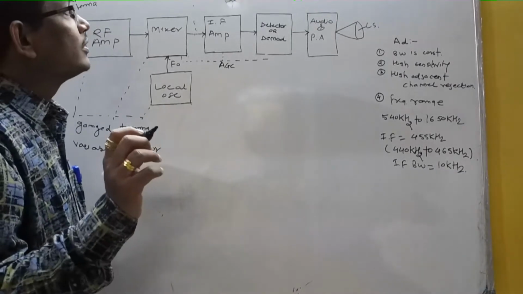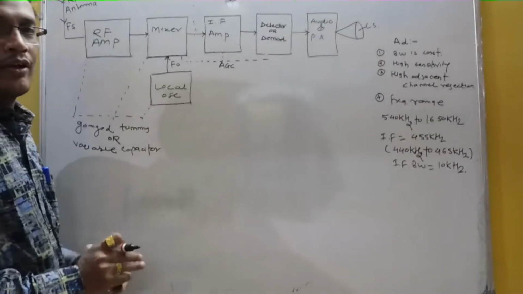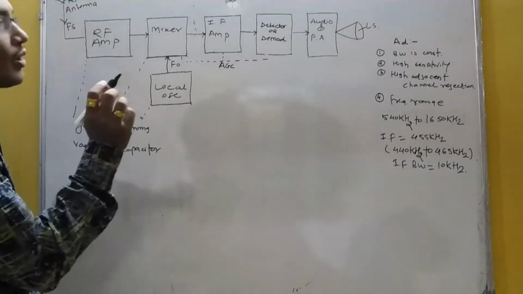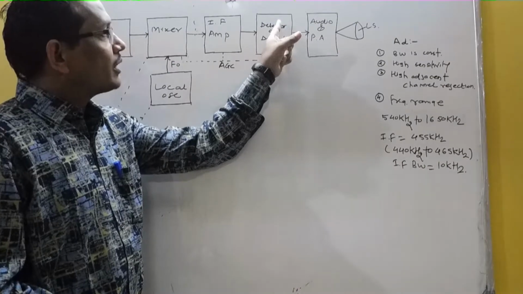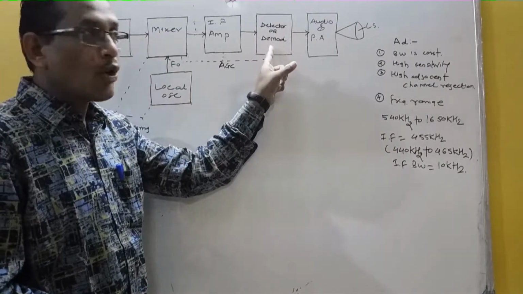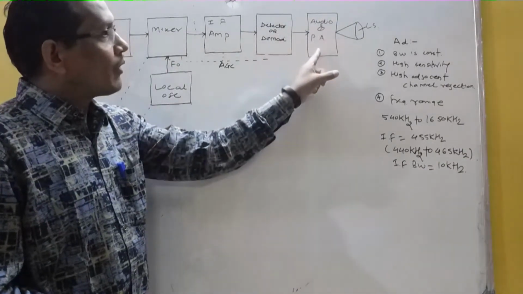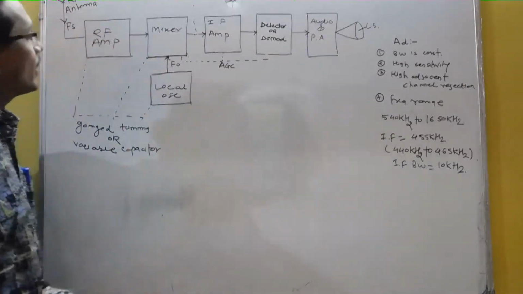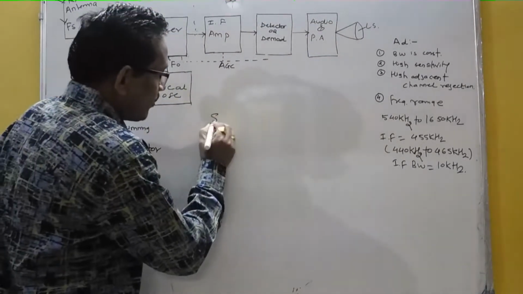Hello friends, today we will discuss the super heterodyne receiver in analog communication. So this is a typical block diagram of your analog super heterodyne receiver. The first block is the RF amplifier. Second one is the mixer. Third one is the IF amplifier. Then the fourth one is the detector, that is also called the demodulator. Then the audio and power amplifier, and this is the loudspeaker. So this is called the super heterodyne receiver.